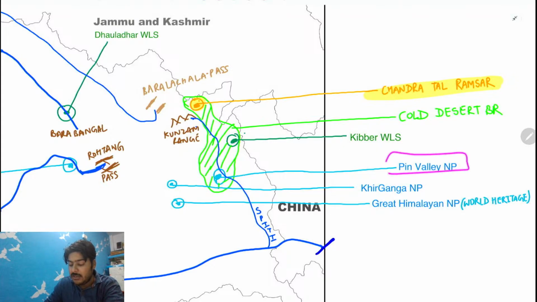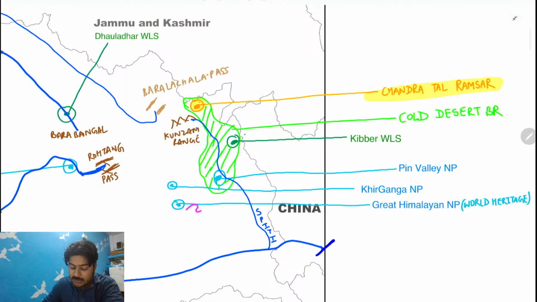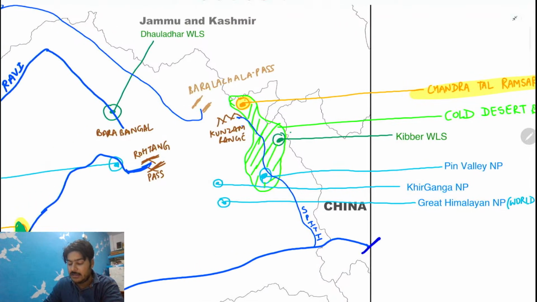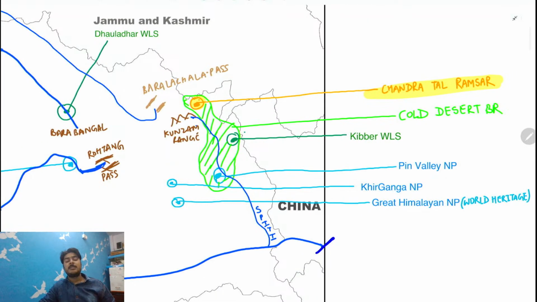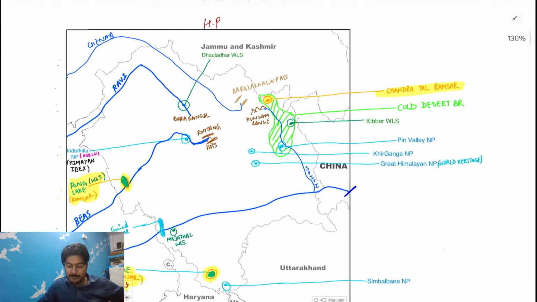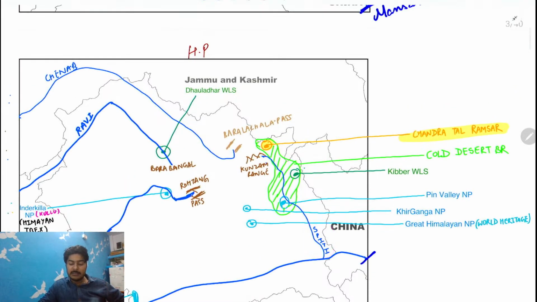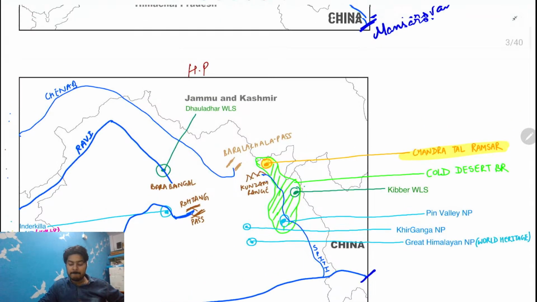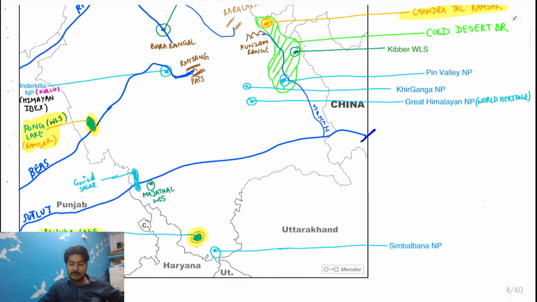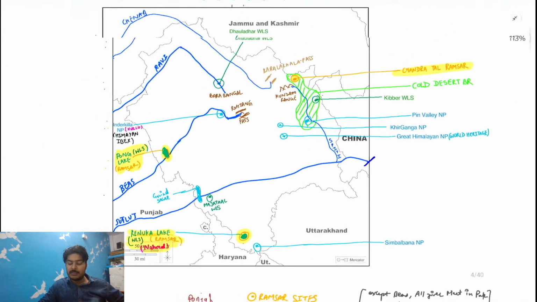And Pin Valley National Park. Basically, Pin Valley National Park is here only. Khirganga National Park, which is here, and Great Himalayan National Park, which is here, a World Heritage site. Clear? And here you have this Spiti Valley in the Ladakh region. Okay, so this is what I've done with Himachal.